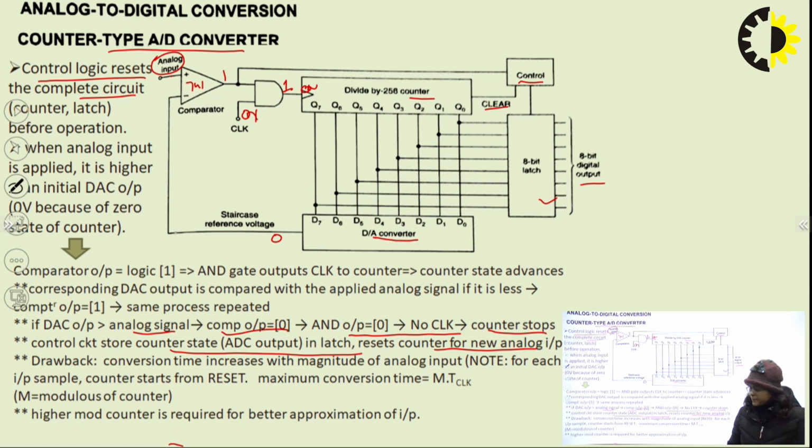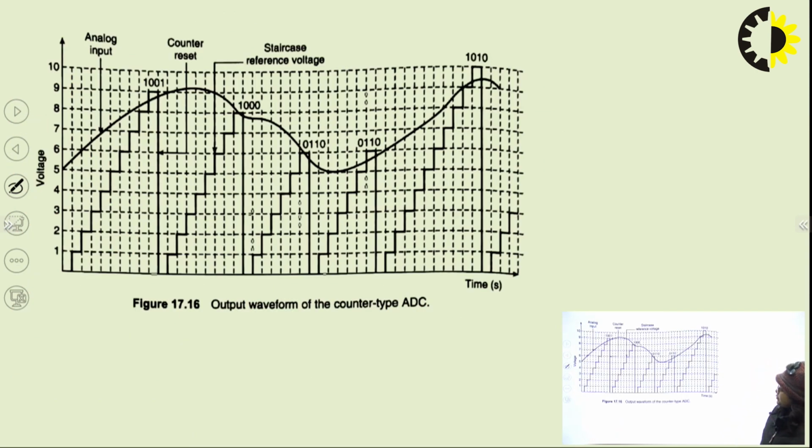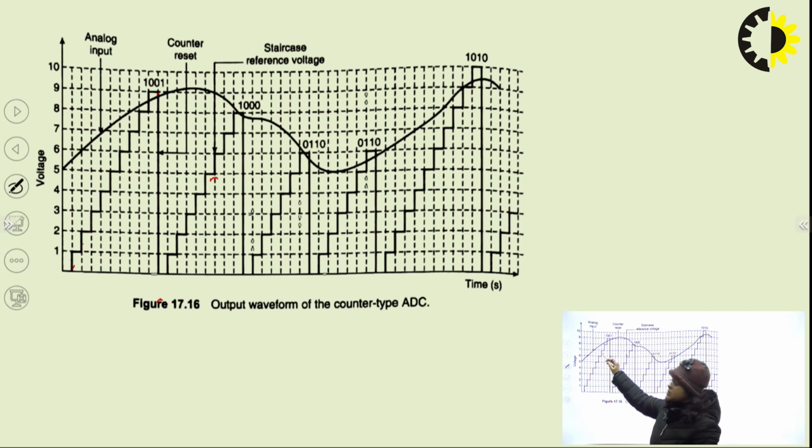It takes more time to convert analog to digital, because after each clock the counter resets and starts from 0. So the basic drawback is that the conversion time increases with the magnitude of the analog input. We can see this in the waveform. For example, if we take 1001, the conversion starts, and once the digital value exceeds the analog input, the counter state again reaches 0. And for the next value, it again starts from 0 and counts to the next value. So it requires a large conversion time.